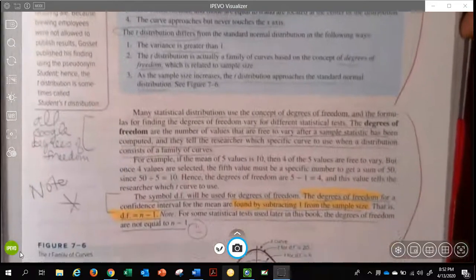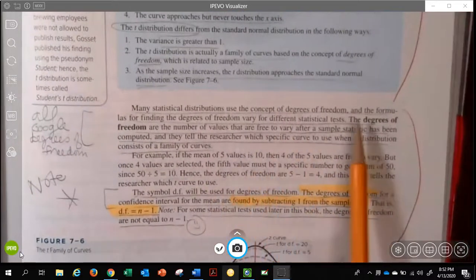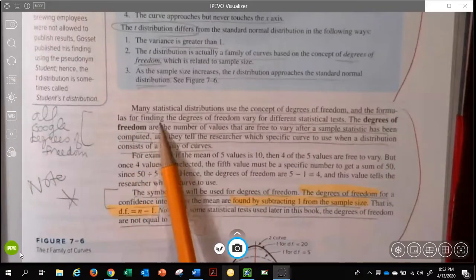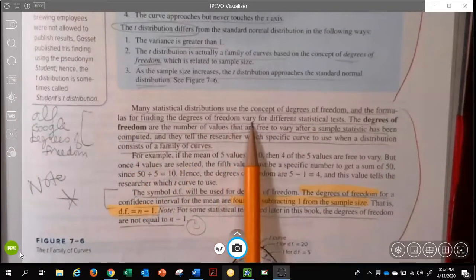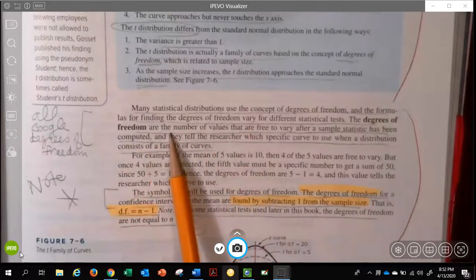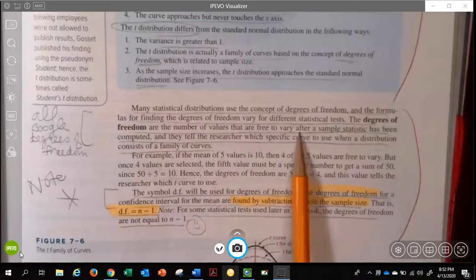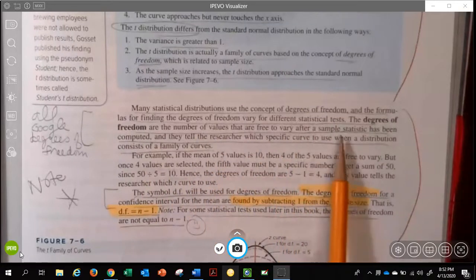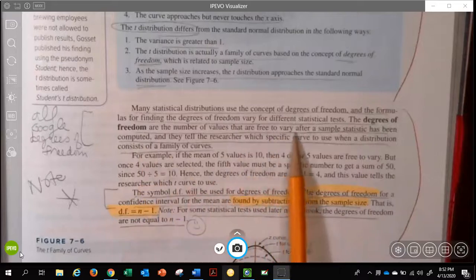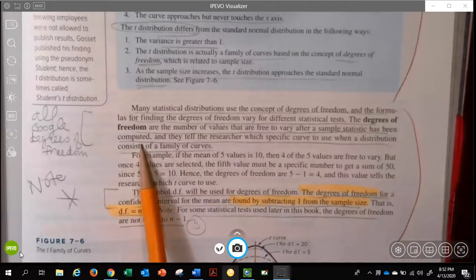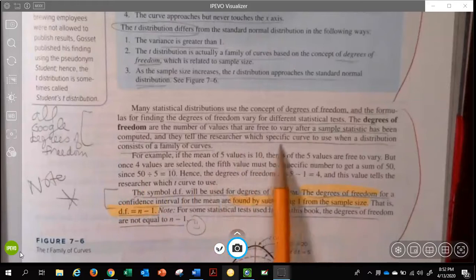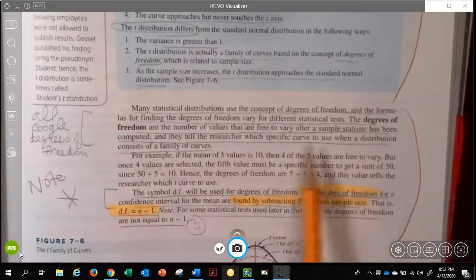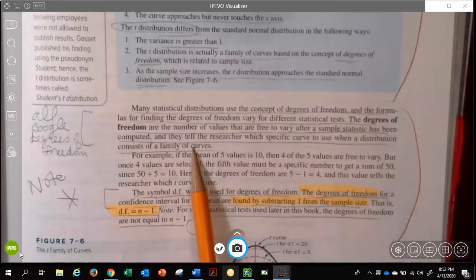Many statistical distributions use the concept of degrees of freedom, and the formulas for finding the degrees of freedom vary. The degrees of freedom are the number of values that are free to vary after a sample statistic has been computed, and they tell the researcher what specific curve to use when a distribution consists of a family of curves like the t distribution. The symbol df will be used for degrees of freedom.